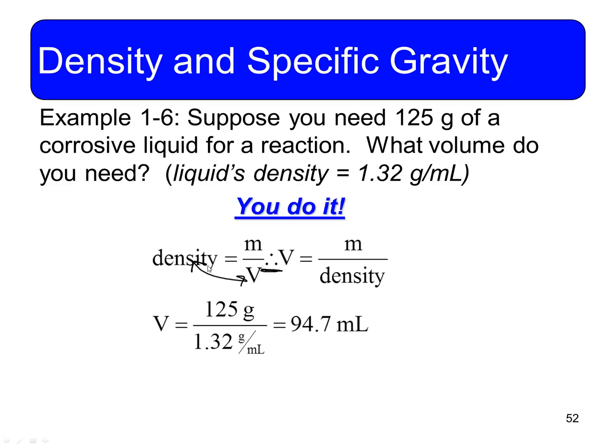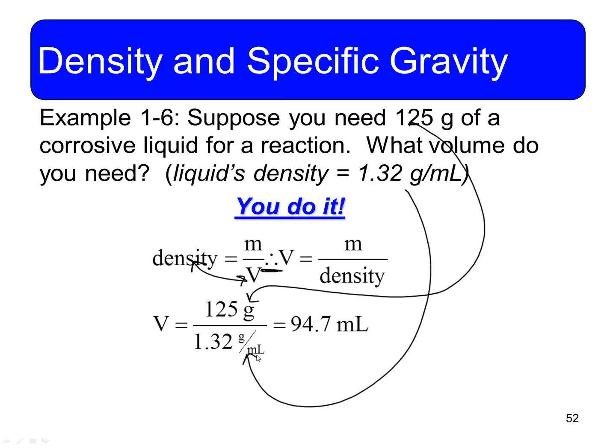Now we can plug in for mass. So we have 125, and we have our density with units of grams per milliliter. Notice how our units cancel. Here grams and grams can cancel, and we're left with milliliters, so 94.7. We use 3 significant digits because we're given 3 significant digits in the problem. We also have 3 here, so that's how many we are going to use.